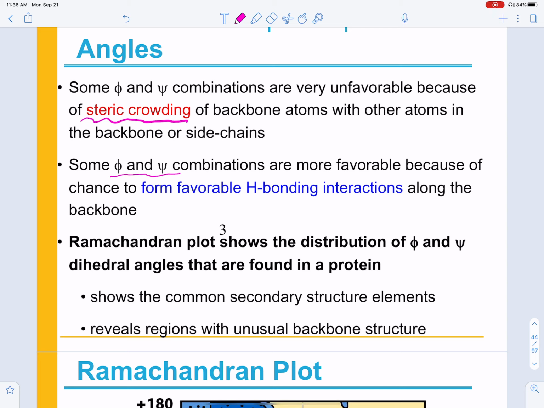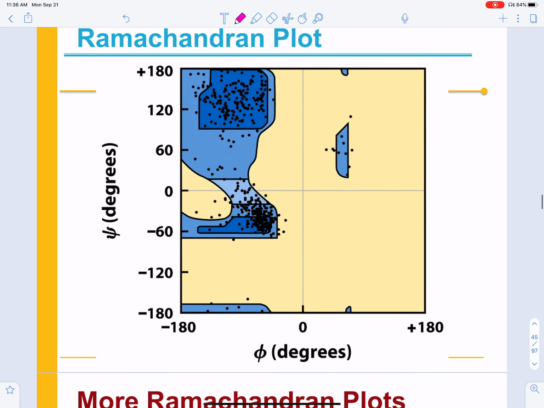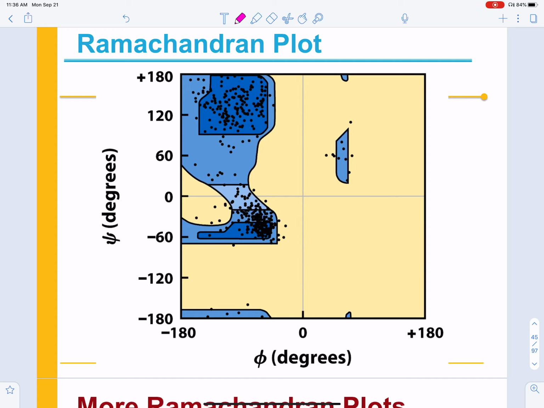Some have to do with the ability to maximize the amount of hydrogen bonding that occurs with the dipole within the peptide bond. We have something called a Rama plot, a Ramachandran plot, that shows the allowable configurations of phi and psi. And it looks something like this. These are a little bit difficult to break down, but essentially what we have is 360 degrees of rotation for those two angles, phi and psi. Remember, phi is the nitrogen to alpha carbon, and psi is the alpha carbon to carbonyl carbon, right?